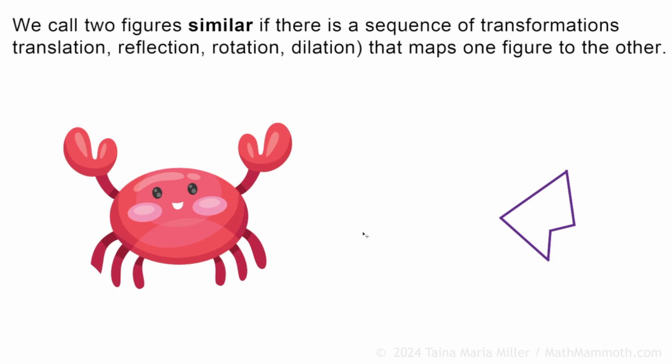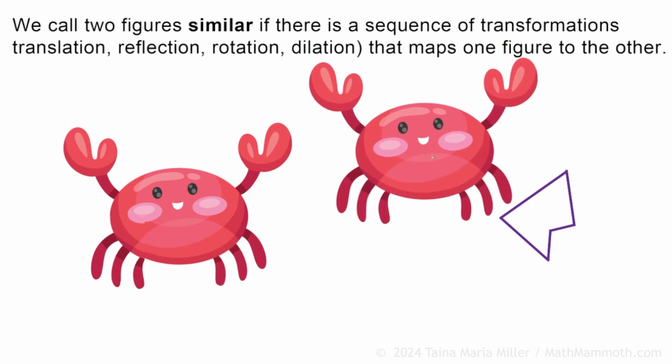We call two figures similar if there's a sequence of transformations that maps one figure to the other, using translations, rotations, reflections, and/or dilations. For example, this crab here, if I just move a copy of it, then these two are definitely similar figures. In fact, they are even congruent figures.